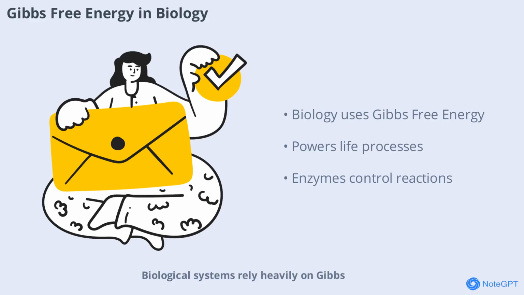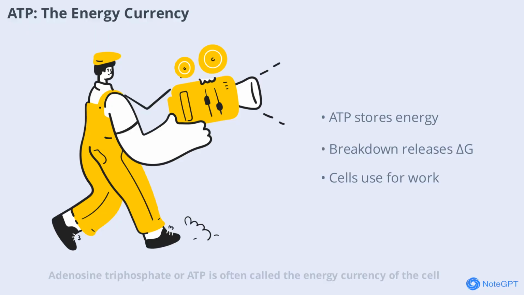Biological systems rely heavily on Gibbs free energy to drive essential processes. From muscle contraction to nerve impulses, cells use the energy released from spontaneous reactions to power life. Enzymes, which are biological catalysts, help control these reactions, ensuring that energy is released or stored as needed for survival and growth. Adenosine triphosphate, or ATP, is often called the energy currency of the cell.